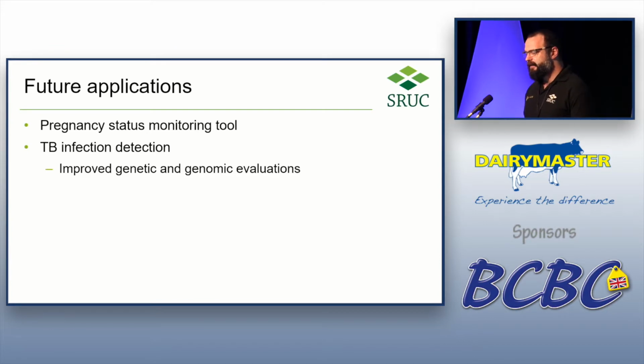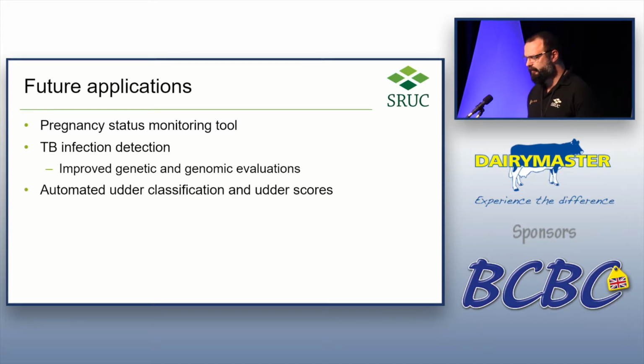But both of these things can improve genetic and genomic evaluations as well. We try to generate more phenotypes, and those phenotypes can feed back into our core business, which is producing genetic values and breeding values for animals. Also, the automated udder classification and udder scores can be expanded to dairy cows just as easily.